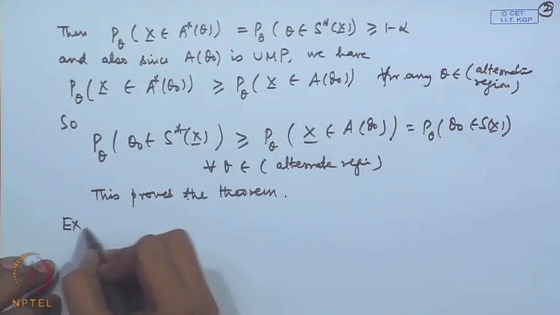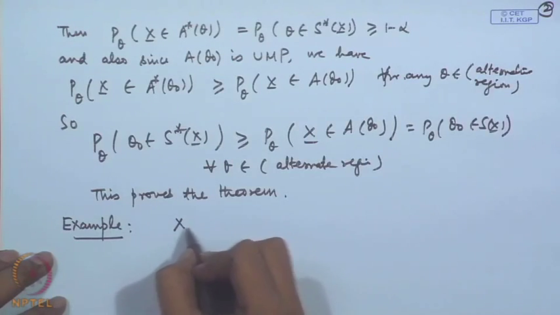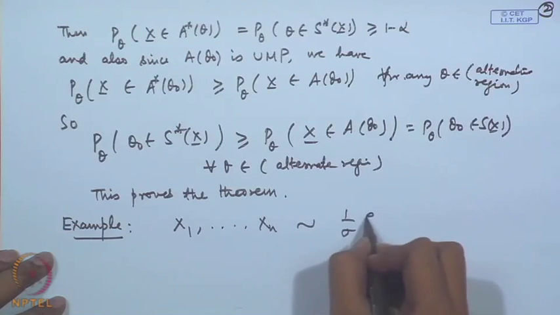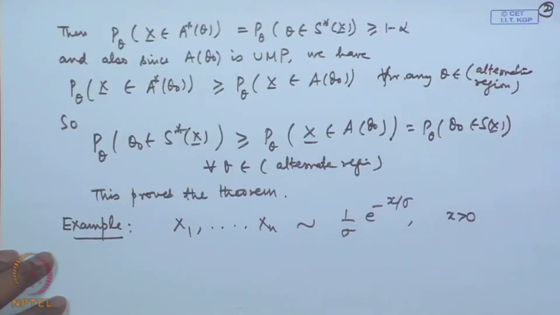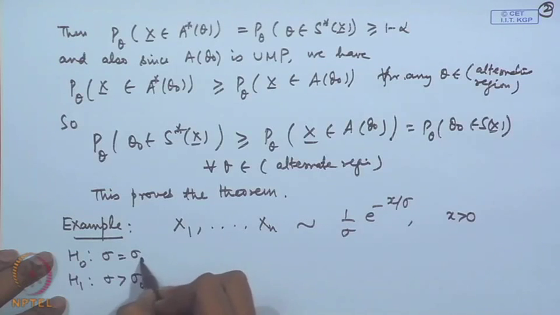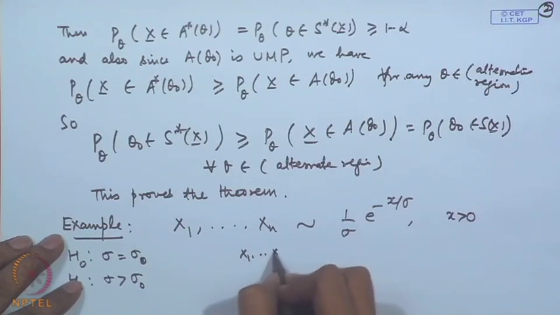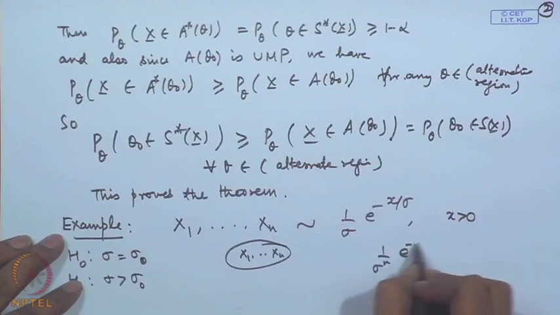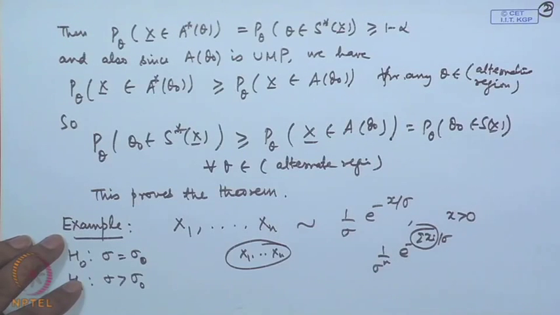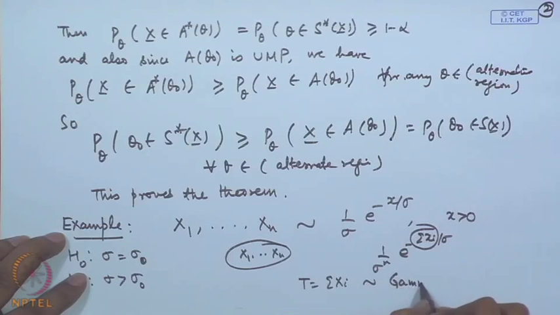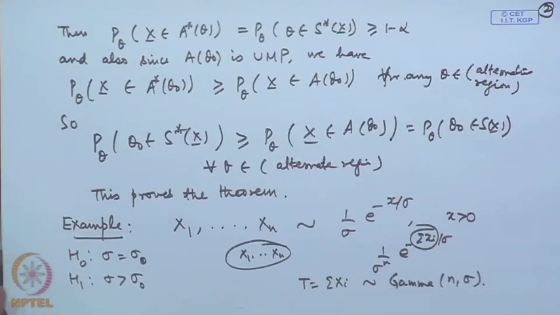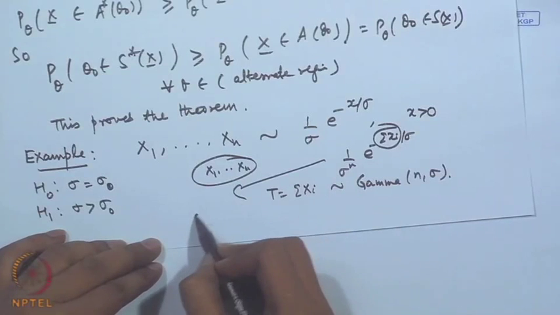Let me consider one example here. Say X 1, X 2, ..., X n follow 1 by sigma e to the power minus x by sigma, and let us consider the testing problem sigma is equal to sigma naught against sigma is greater than sigma naught. Now, in this problem we have derived, see, this is a one parameter exponential family. If I consider the joint distribution of X 1, X 2, ..., X n, that is 1 by sigma to the power n e to the power minus sigma x i by sigma, so this is a one parameter exponential family. Let us call T equal to sigma x i, and that follows a gamma distribution with parameters n and sigma.